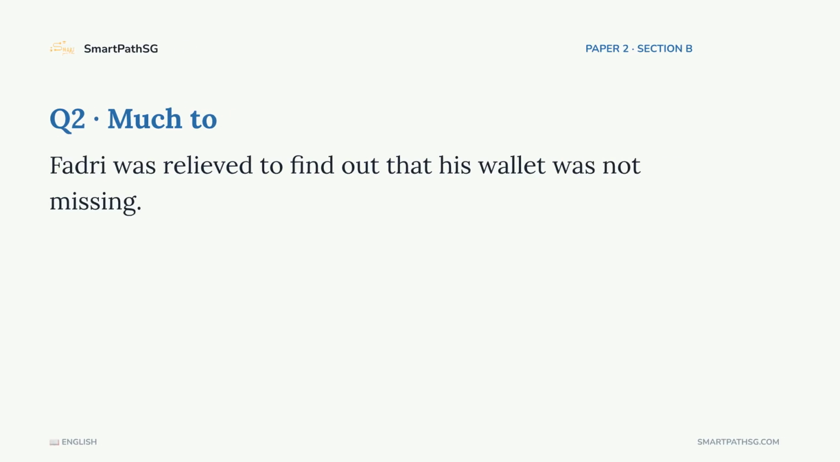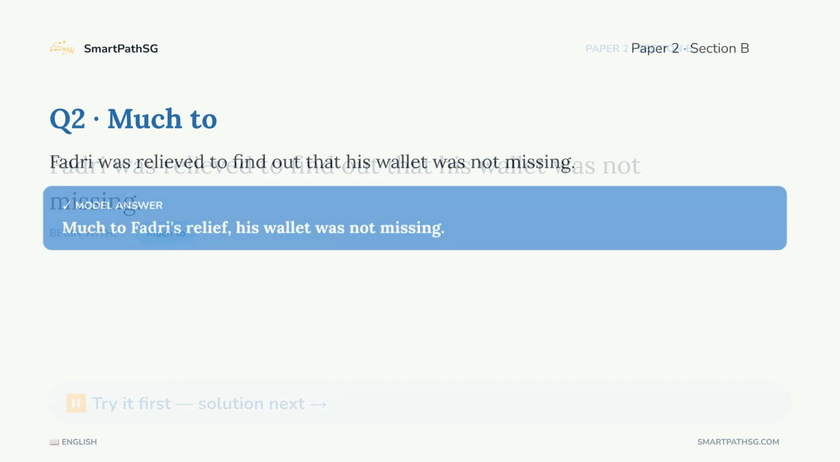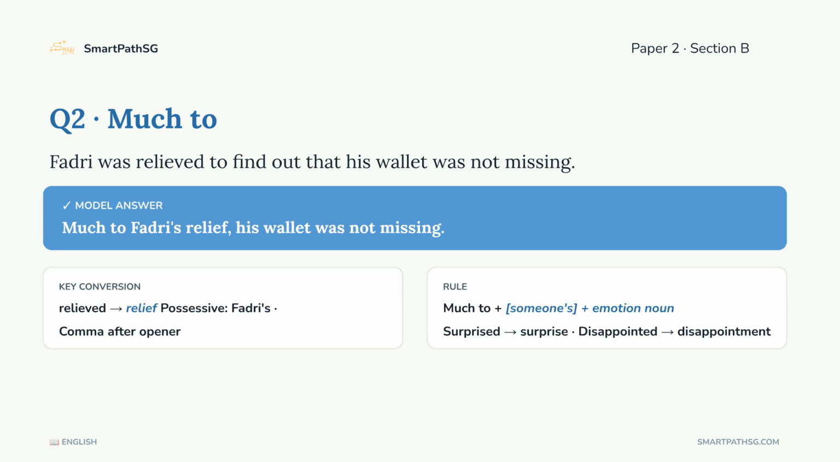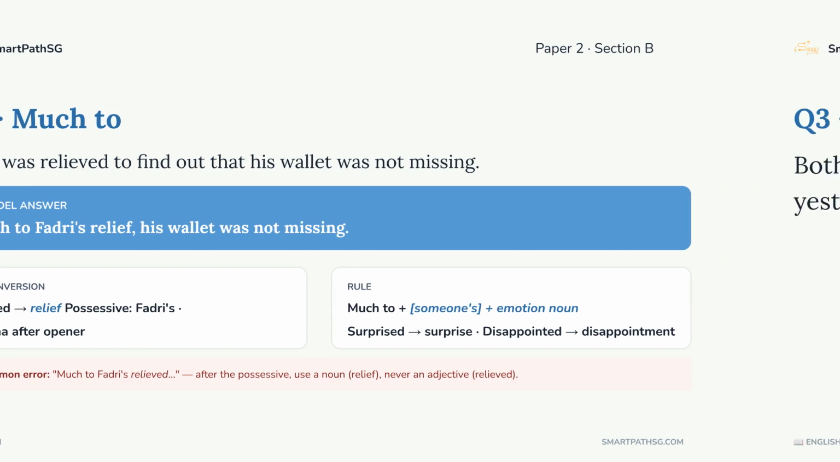Question 2. Fadri was relieved to find out that his wallet was not missing. We are to rewrite and begin with much to. This requires a possessive and a noun. Which noun do you need? The correct answer is much to Fadri's relief. His wallet was not missing. Note the possessive apostrophe s and the noun. Relieved becomes relief. Never much to Fadri's relieved. Always a possessive plus a noun.